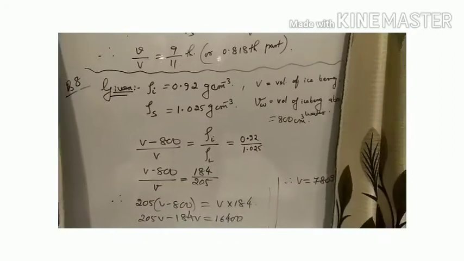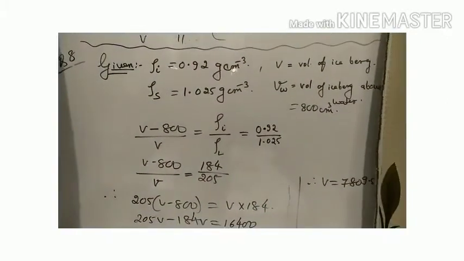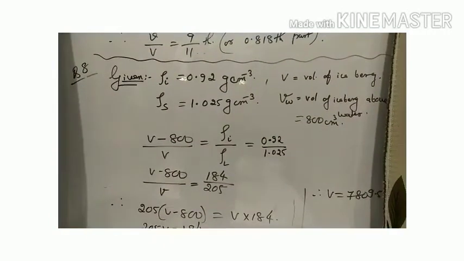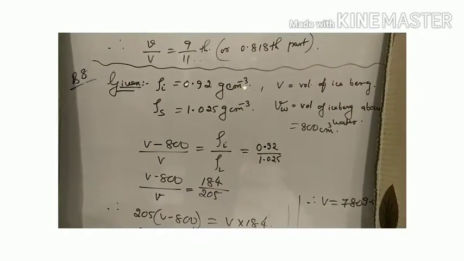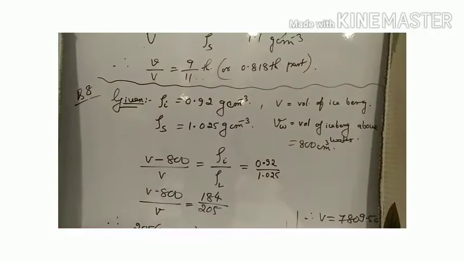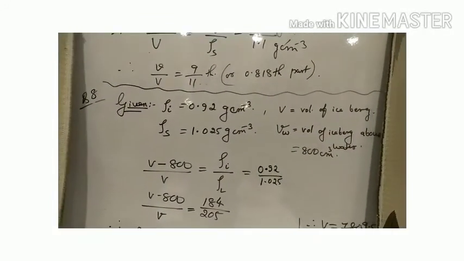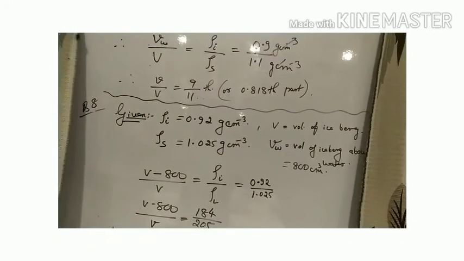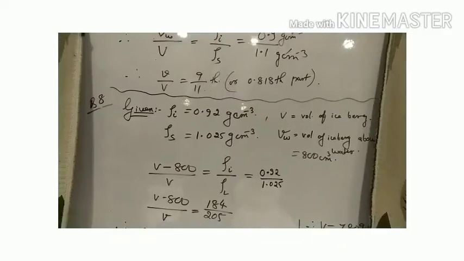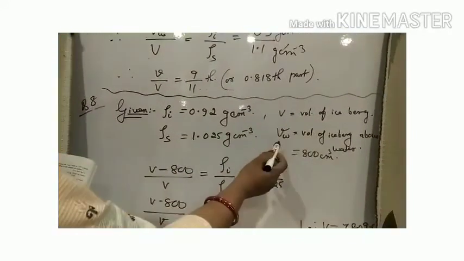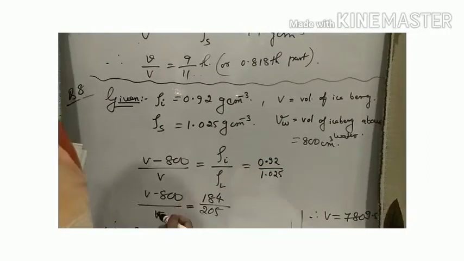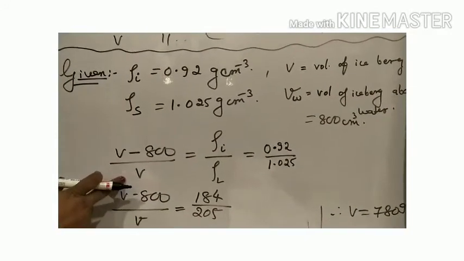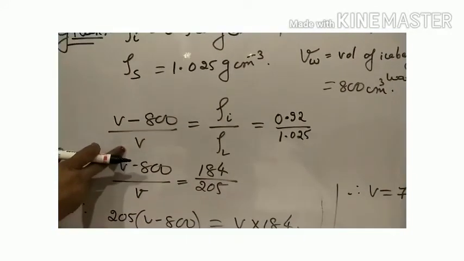Now the next question is question number 8. In this, the density of the ice is given as 0.92 gram per centimeter cube and the sea water is 1.025 gram per centimeter cube. They are telling us to find the total volume of an iceberg which floats with 800 centimeter cube of its volume above the water. So V will be the volume of the iceberg and VW is V minus 800 above the water. Like this we will substitute in the same formula, the ratio of volume and density.